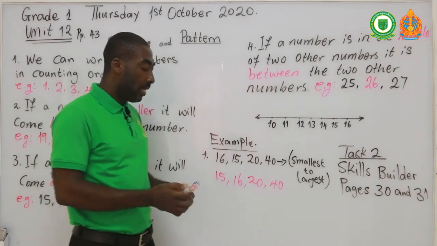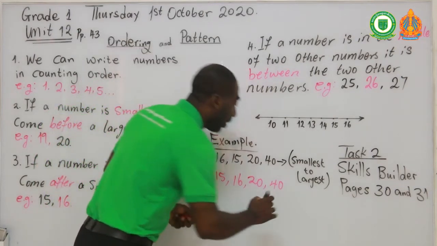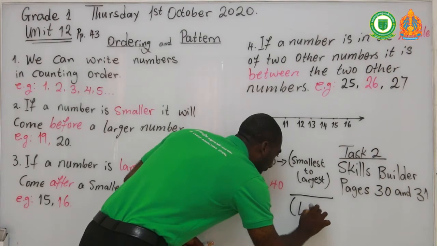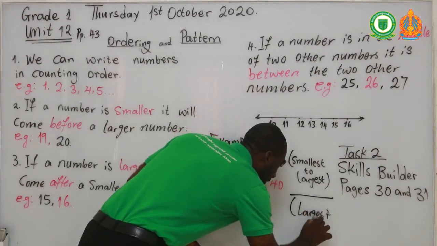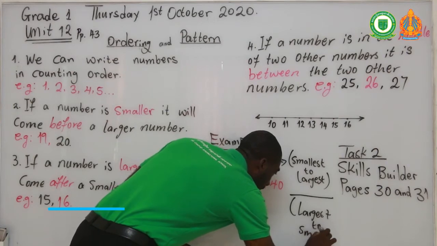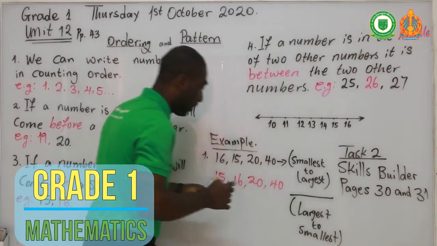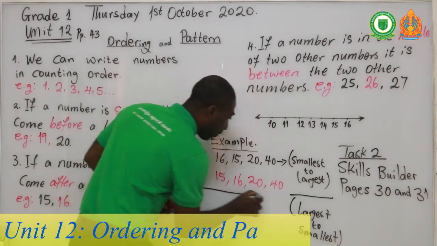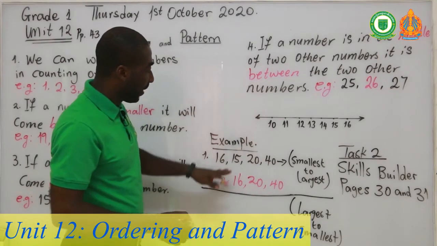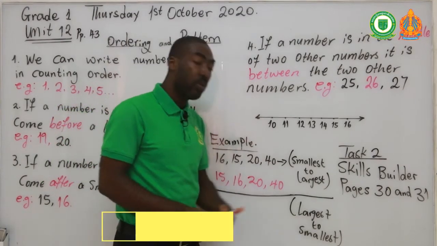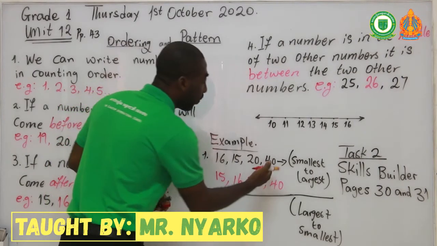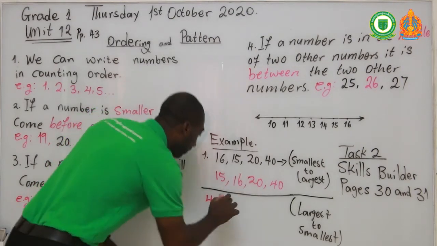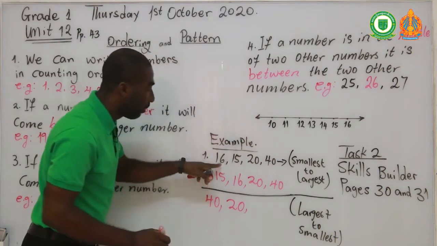Okay, so again, let's say your question is changed. It says now from largest to smallest. So now the question has changed and we have to do, from the same numbers, from larger up to smallest this time, okay? That means we have to start with 40. The next one will be 20. And then we'll come to 16.